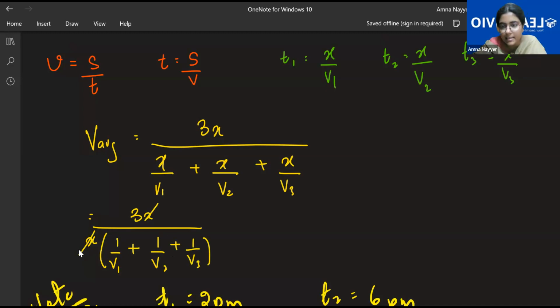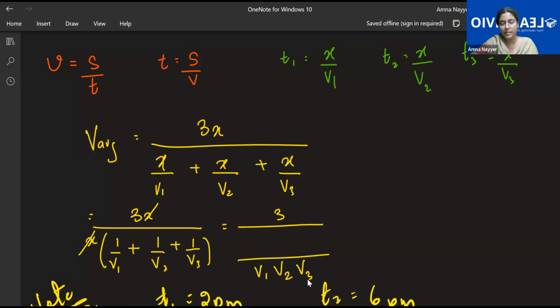This x will be cancelled. x was something that wasn't present in the question. You cannot take any variable that is not given in the question. You have to take only those variables which are mentioned in the question. x was something that I chose for the calculation that wasn't given in the question, so if I am choosing x, it doesn't have to come in the final answer. So this will be 3 by. Now look, when you have different variables, for the LCM you multiply all of them: v1 into v2 into v3.